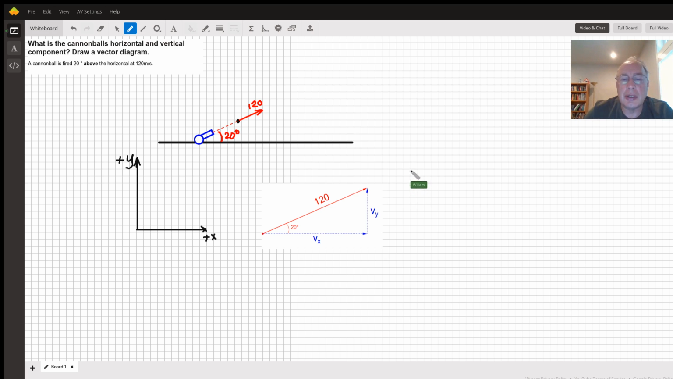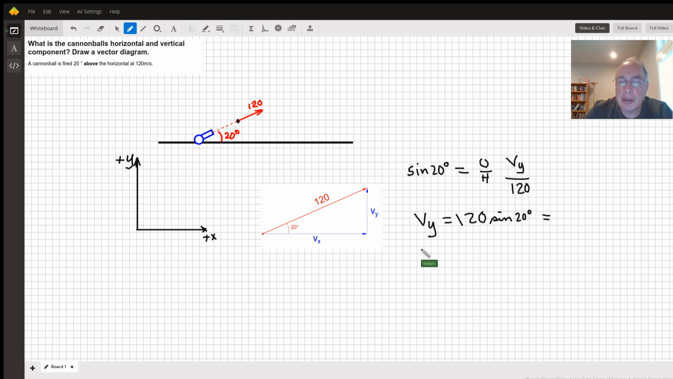So we could say that the sine of 20 degrees, and remember that the sine is the opposite over the hypotenuse, so the opposite side is Vy, and the hypotenuse in this case is 120 meters per second. Let's leave the units off for a minute. If I solve this equation for Vy, I have Vy is equal to 120 times the sine of 20 degrees. And you can plug that in your calculator and get an actual answer.